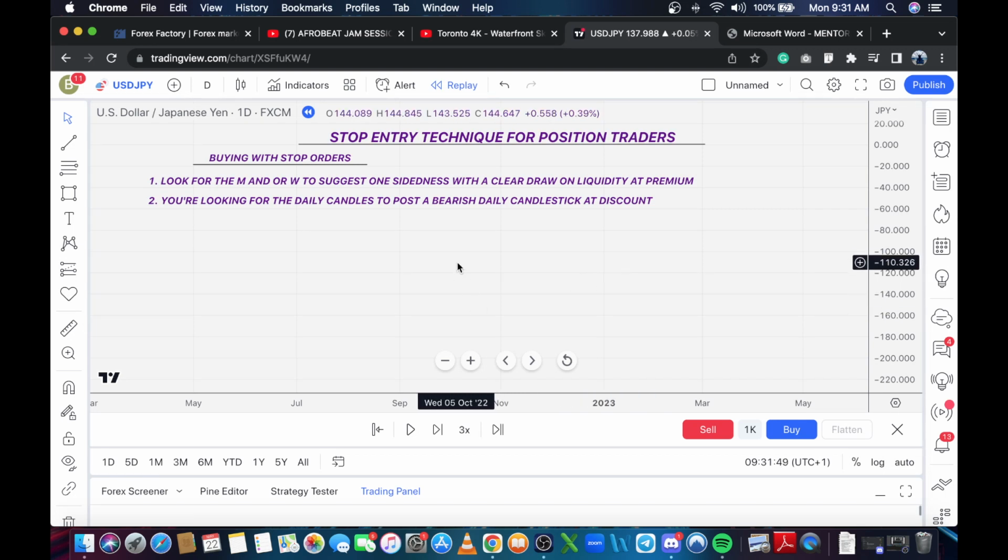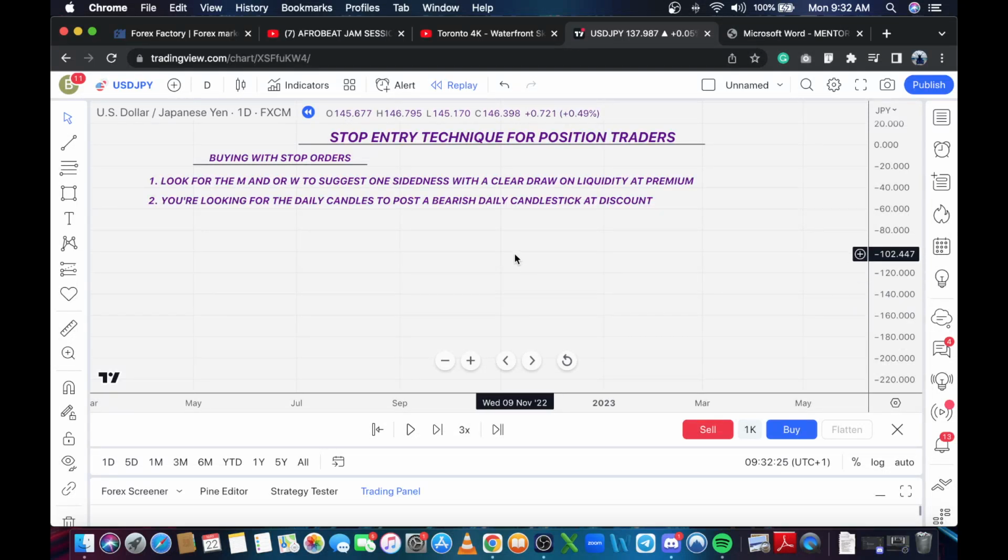Okay, so once you've identified your discount, because this is where buy side liquidity will be offered to the funds by the central banks, once you've identified your discount array, you're looking for down candles to post there, or you're looking for down candles leading up to your discount array, and then you place your stop orders there, which we're going to discuss shortly. But you're looking for down candles into your discount array or to form at your discount array, and then you put your stop orders there for a stop entry technique for a buy.